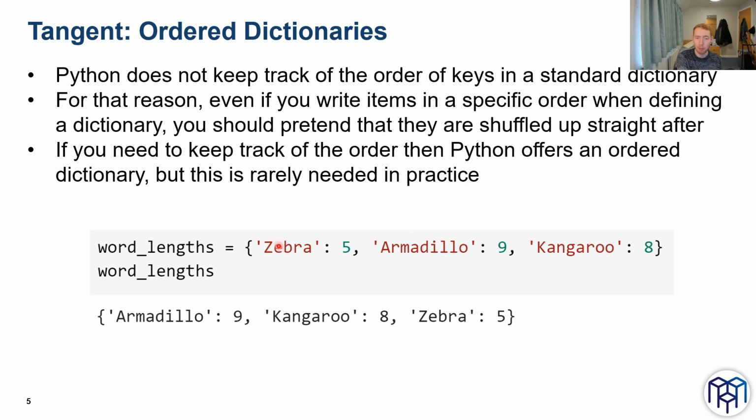But here is an example of the order being inconsistent. We have word lengths here, and we have zebra mapping to 5, armadillo to 9, kangaroo to 8. We then go to print out word lengths, and we see that things have now been reordered in alphabetical order. I think generally that's the rule in modern versions of Python, but you can't rely on it too heavily, so it's worth not even trusting that and assuming they're completely random.